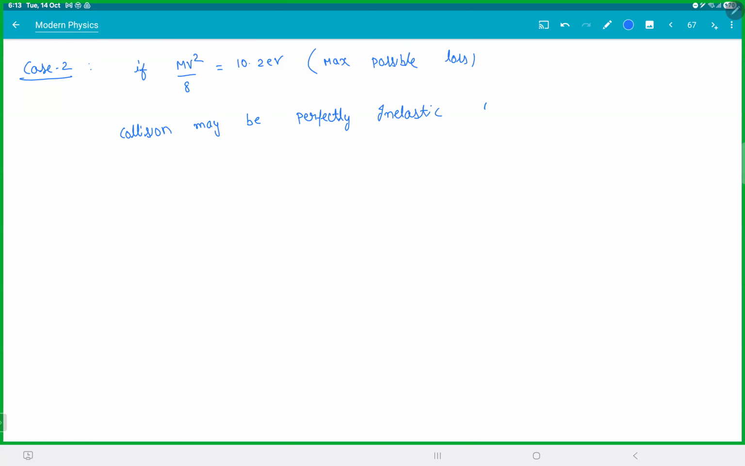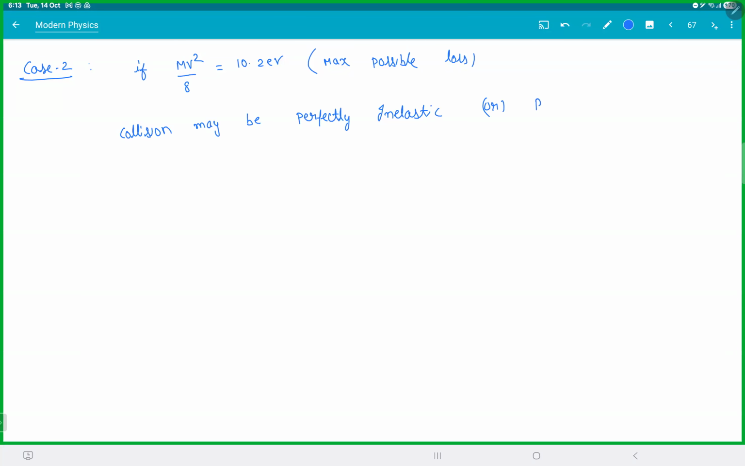Second case. If mv square by 8 is exactly 10.2 eV. Again, remember this is the maximum possible loss. You can lose this much. Now you have two options. Lose exactly 10.2 eV, then they will stick. Or don't lose any energy. You can't lose anything less than this, or more than this, in this case. They will bounce off. Again, remember, here I've taken a very special case, which is head-on. It can even be an oblique collision.